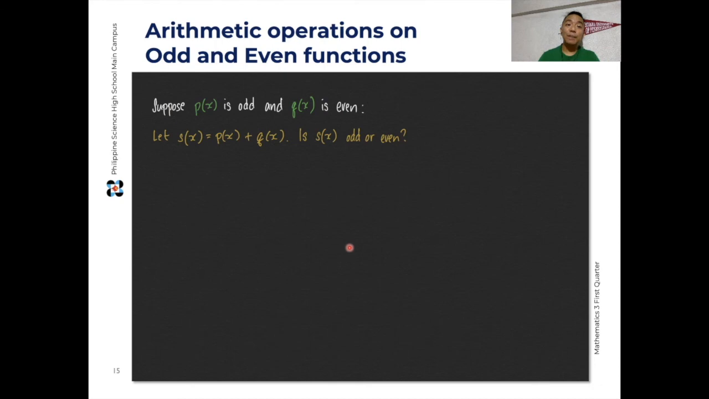Let's try addition naman. So kunyari, p is odd and q is even, same as a previous example. Let s of x, for sum, be equal to the sum of p and q. Is s of x odd or even? Again, we don't have a graph, so we evaluate at negative x. s of negative x is equal to p of negative x plus q of negative x. Pero alam natin odd si p. So p of negative x is equal to negative p of x. And since q is even, q of negative x is equal to q of x. So this is what we have.